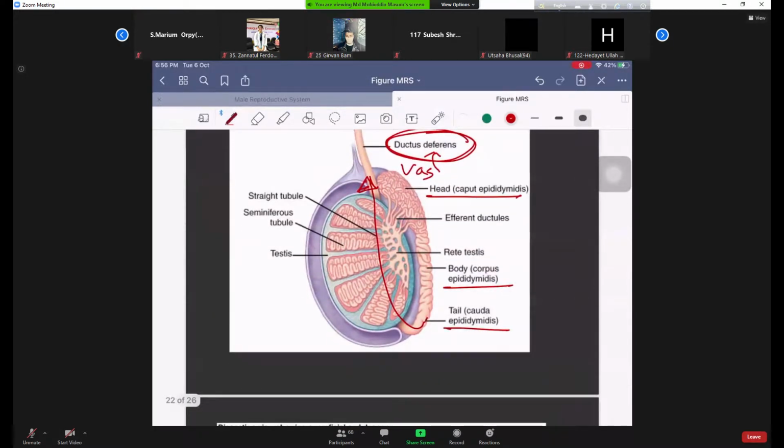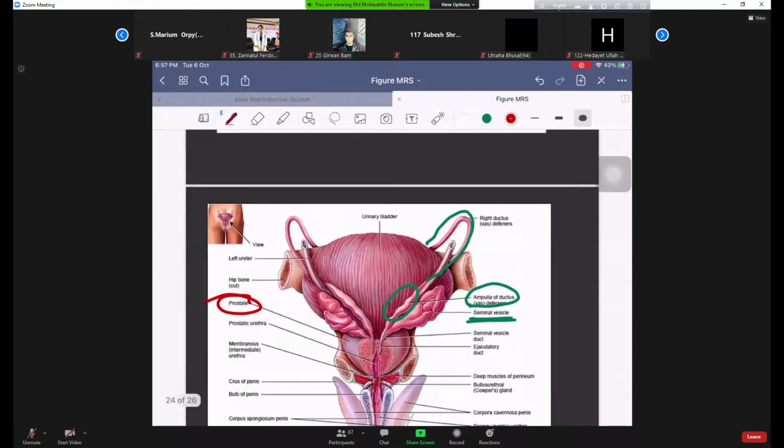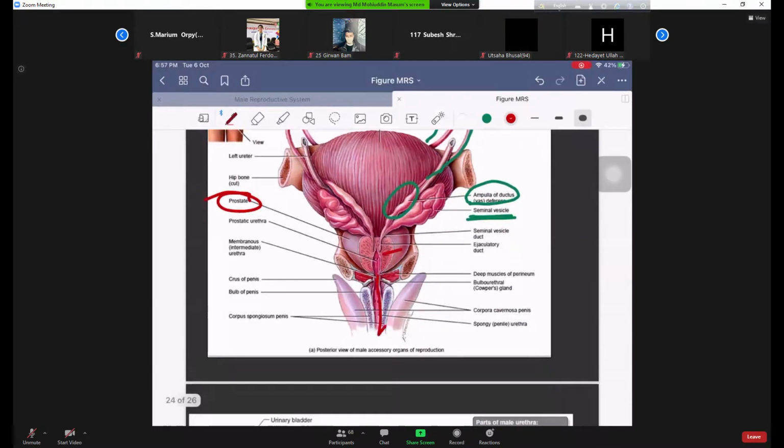So if we start from here, this question is usually asked in the oral examination. The pathway of the sperm: at first from the seminiferous tubule, then the rete testis, from the rete testis to the head of the epididymis, then body, then tail, then the vas deferens, then the ampulla of the vas deferens unites with the seminal vesicle into the prostatic part, then through the urethra into the female reproductive system. So this is the overall pathway of the sperm.